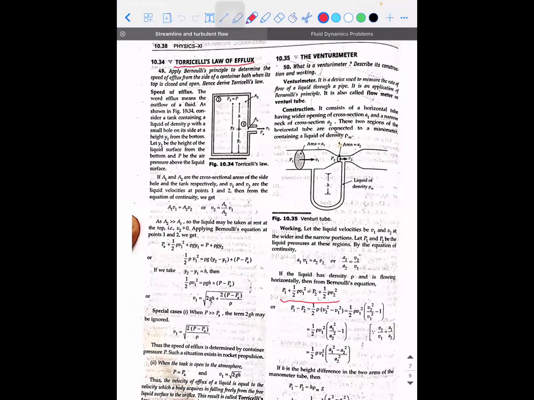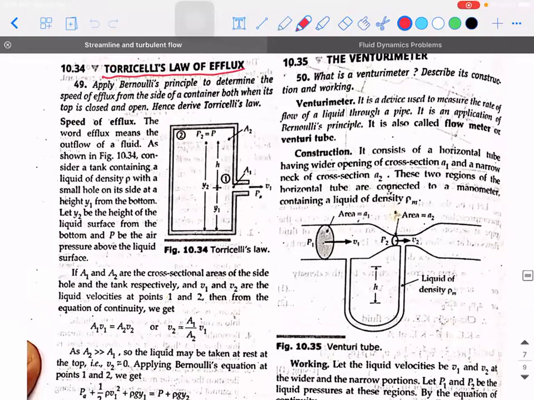So let's discuss it like a concept. I hope you would have heard this word efflux, right? So what does this mean? Suppose there is a liquid filled inside a container and a small hole is made in the container at a certain height from the bottom.